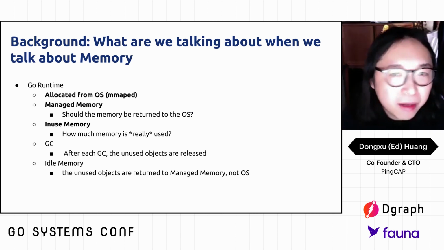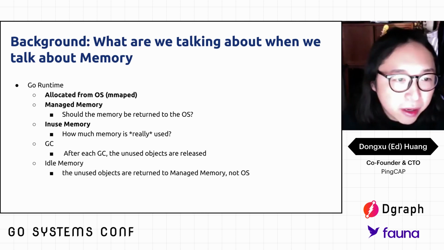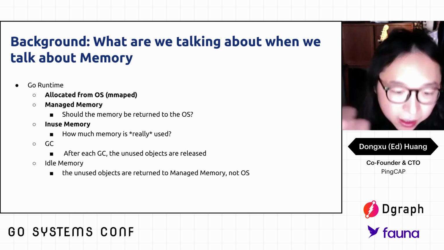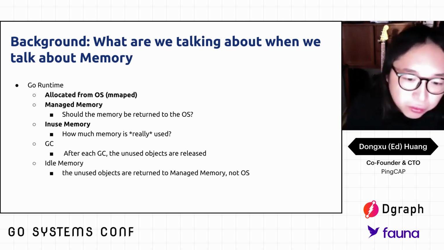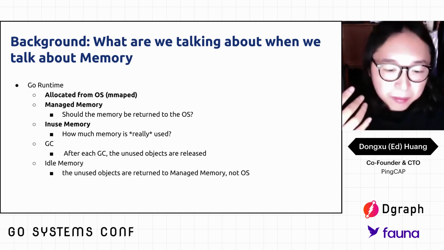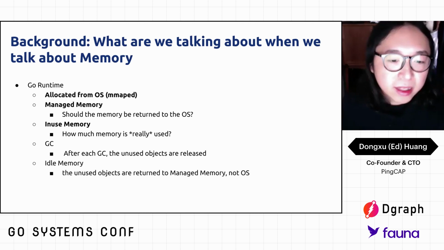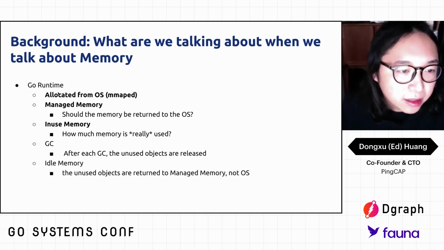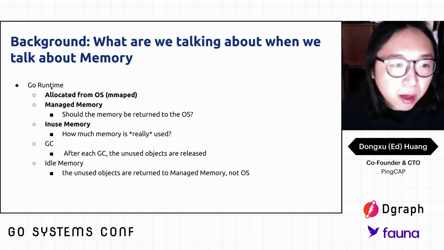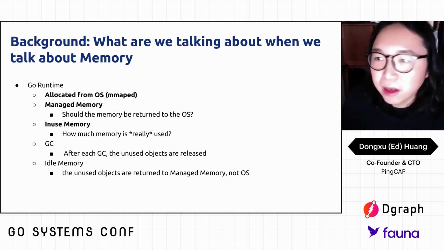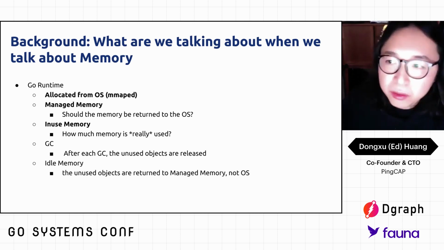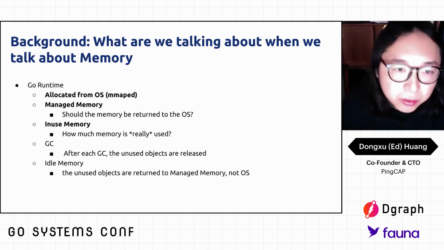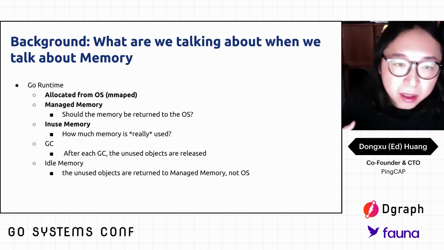Let's talk about some background information about the memory. In the Go world, I think we divide the memory into this many types, and of these, the first, second, and third ones we should pay more attention to. One is the memory really allocated from the OS. Go's runtime uses mmap to allocate memory from the OS.